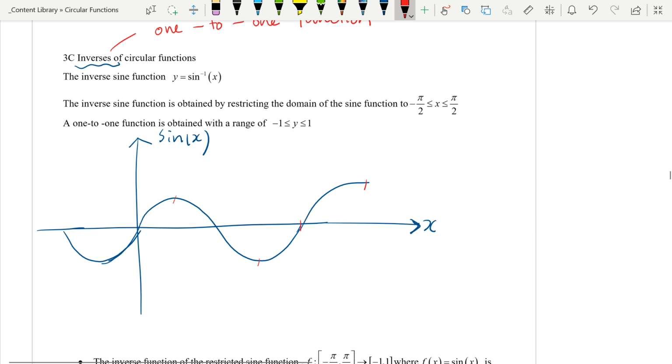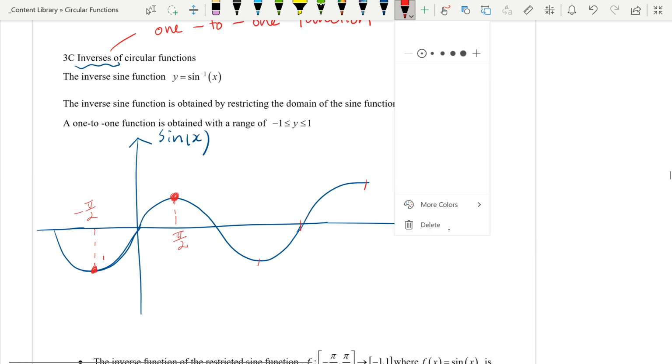But if everyone takes a different domain and then does the inverse, everyone will get a different answer. So we give a rule. Someone before picked a part, picked a domain, and said we just find the inverse by that part of the graph, and that's the one-to-one function we want to use. So we start from this turning point to this turning point. So that is negative pi over 2, and that is pi over 2.